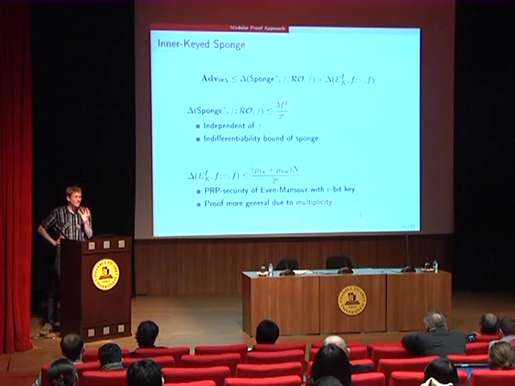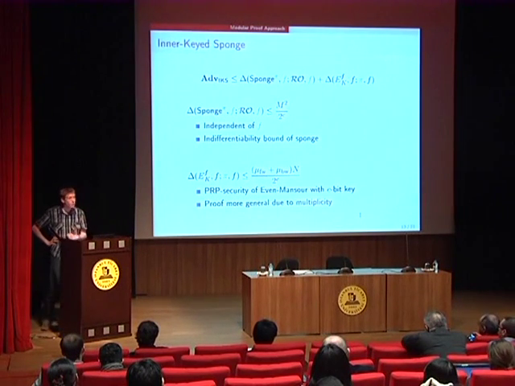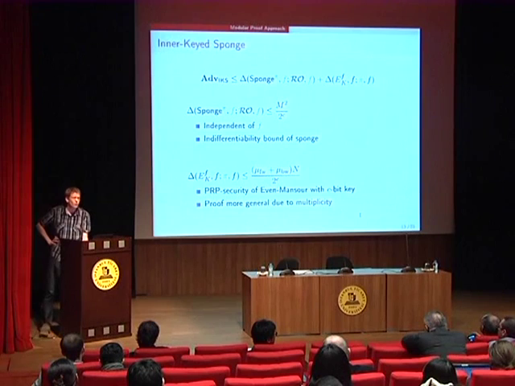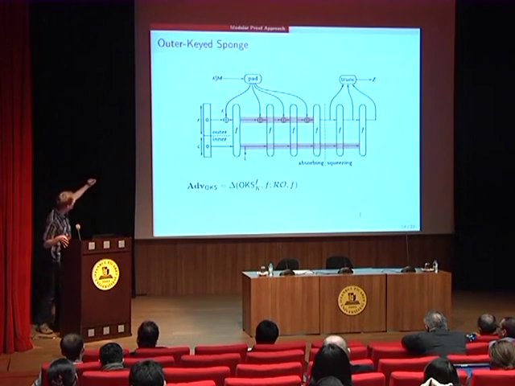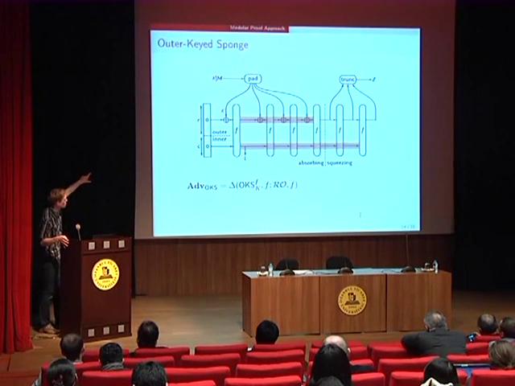So far for the inner keyed sponge. Later I will give an interpretation for the bounds. Let's first go to the outer keyed sponge. And the outer keyed sponge is more technical, and the reason for this is that the key is XORed into the rate part, but the key may consist of a multiple of blocks.